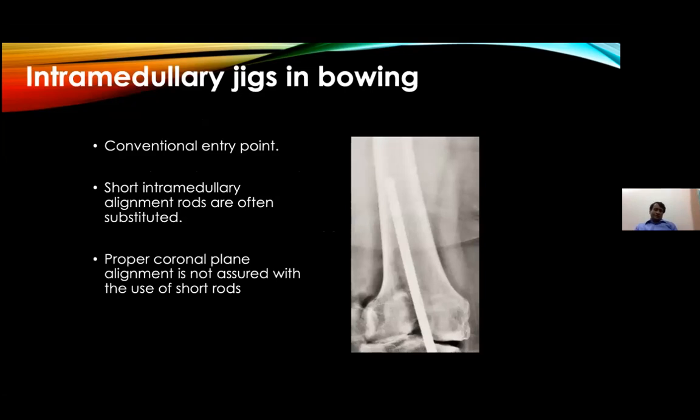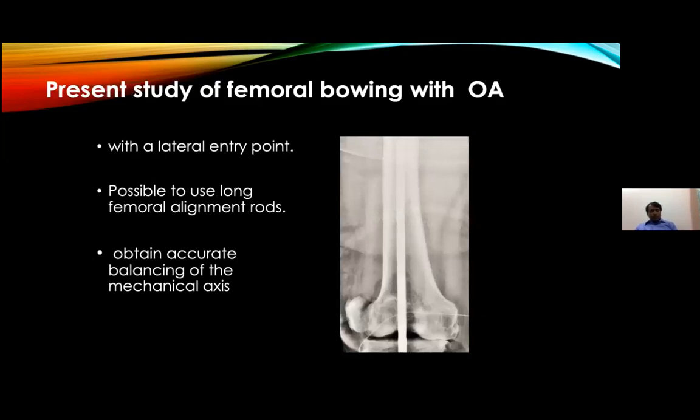So we use this technique of an intermediate jig in case of bowing. If you use a conventional entry point, the rod is going to hit the lateral cortex, and then you end up using a short rod, and that leads to undercutting of the deformity. So when you lateralize a little based on your bowing, say around 8 degrees, you lateralize by around 8 millimeters, you are able to reach the isthmus and you can get an accurate alignment.